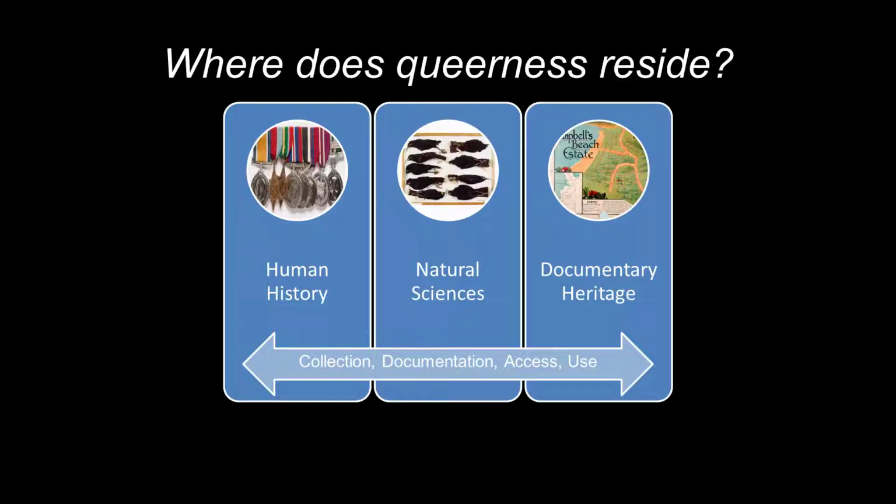Queerness resides in our human history collections most obviously, but as I've shown, there are resonances in the natural sciences and in our documentary heritage collections. Queerness affects the way we collect, the way we document, the way we provide access, and the way that collections are used. We need to think about this when we're entering words and fields into our database.